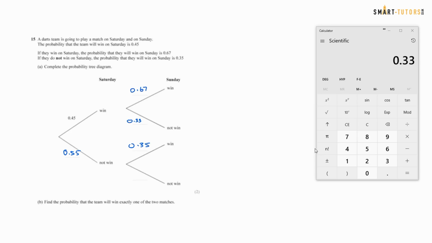Then the next one is given 0.35, and 1 minus 0.35 is 0.65. As a 2-mark question, part B: find the probability that the team will win exactly one of the 2 matches. Exactly one of the matches means in this event is win, win. And this branch is win and not win. And this one is not win, win. The last one, not win and not win.